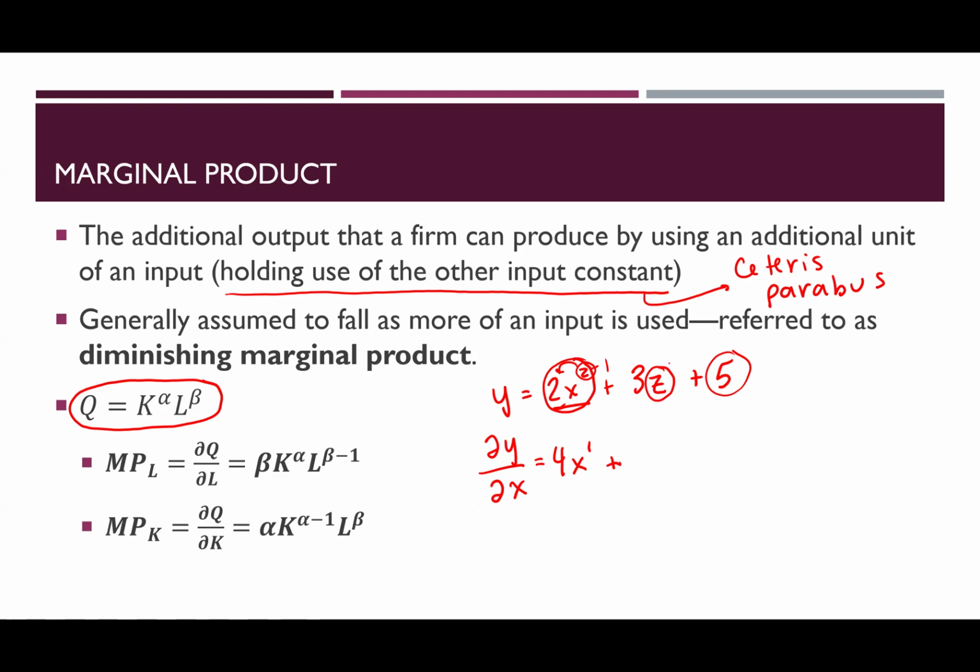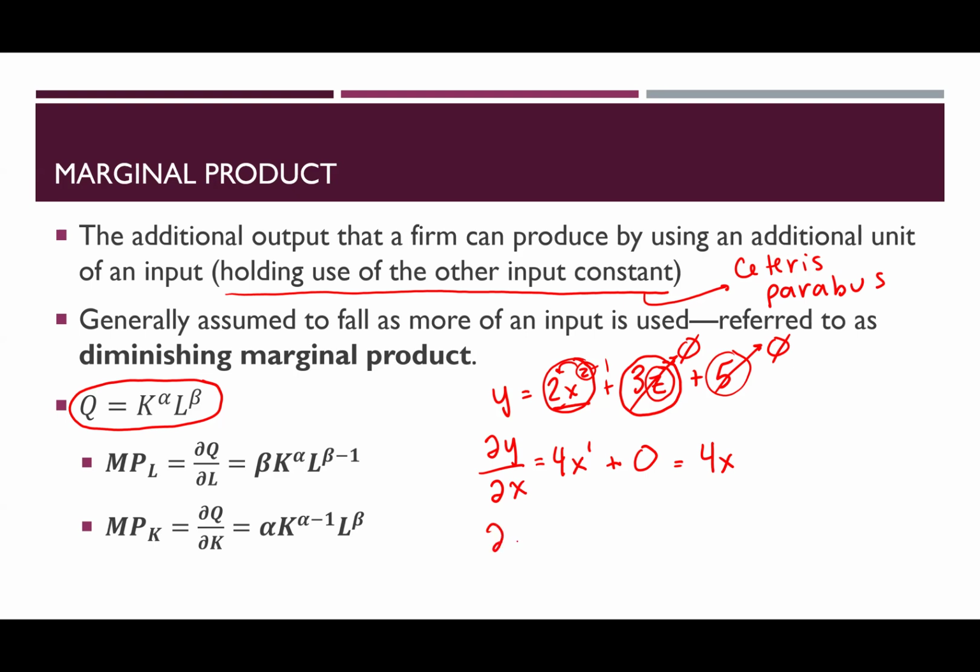Plus, now our second term, we have Z, a variable, but it's not X. So Z does not change as X changes. So this we're treating as a constant, it's going to go to 0. Just like 5 doesn't change with X, it's going to go to 0. So we'll have 4X plus 0. So our partial derivative here is 4X.